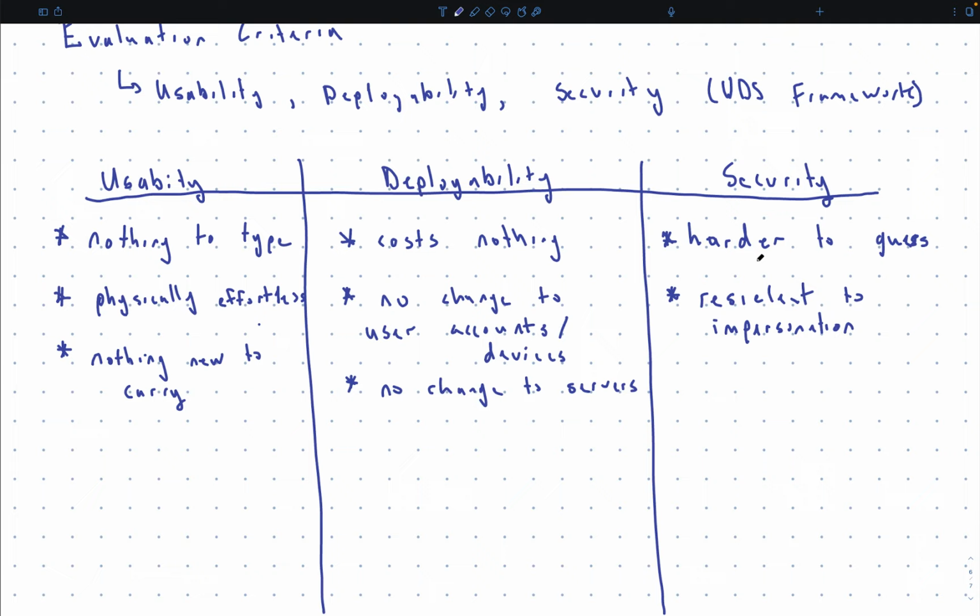Okay, harder to guess. Maybe there's more entropy in a fingerprint than a password, maybe not, we'll talk about it. Client certificates would be the best, or private keys, they would have the most entropy, so we sort of cover that.